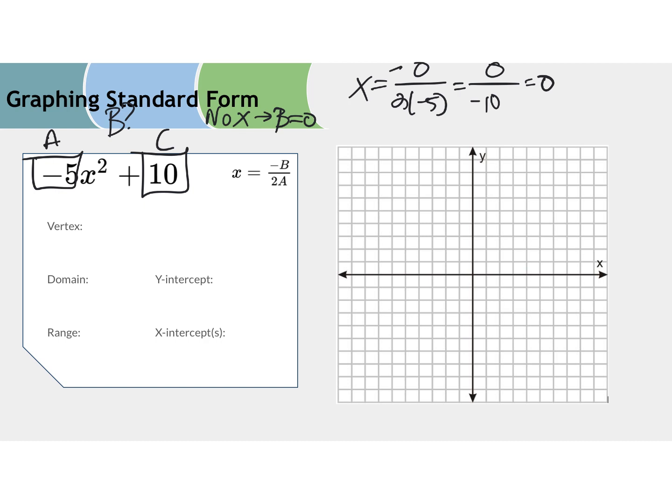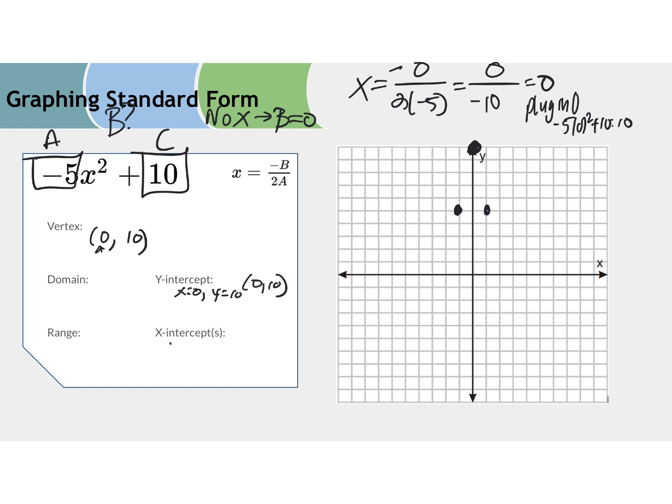And my vertex, well, when I plug it back in, I get negative 5 times 0 squared plus 10, which is 10. So my vertex is at the coordinate point (0, 10). Now for my slope, I have -5. So a quick way for me to try to figure this out is to go down 5 over 1. To get my y-intercept, I plug in 0 for x, which we actually already did, so I don't really have to do work here.